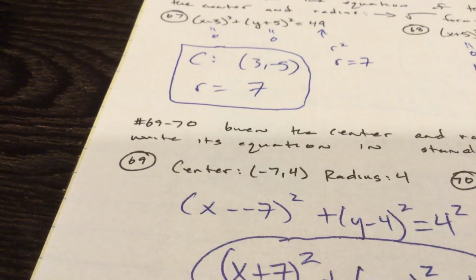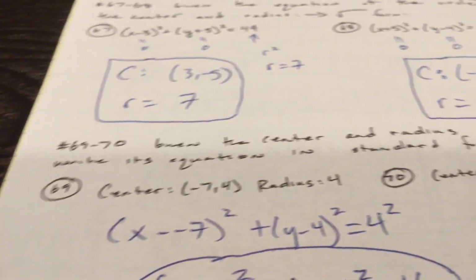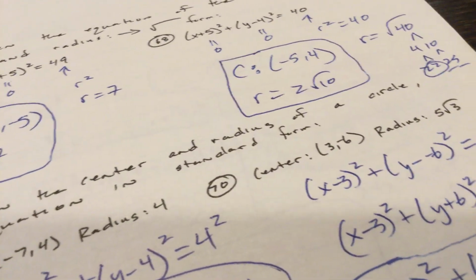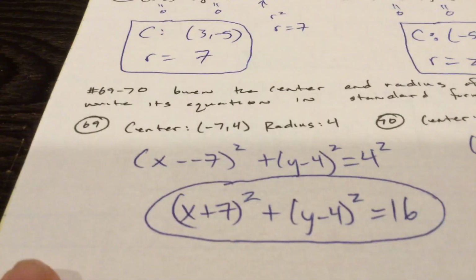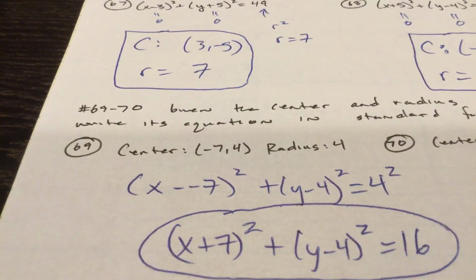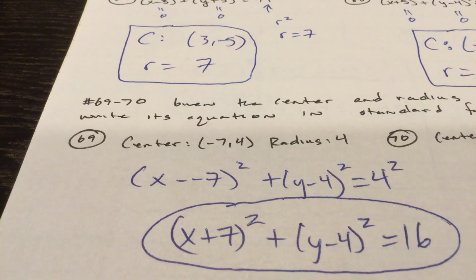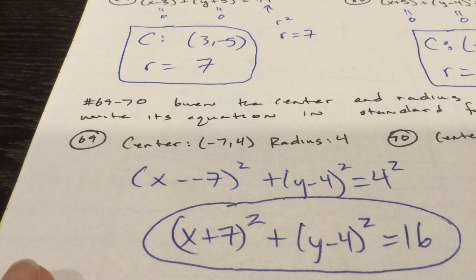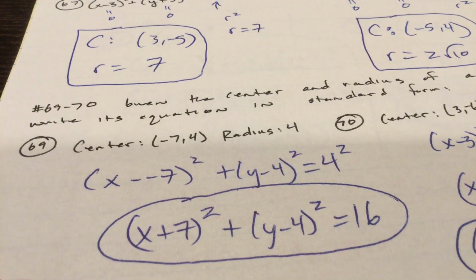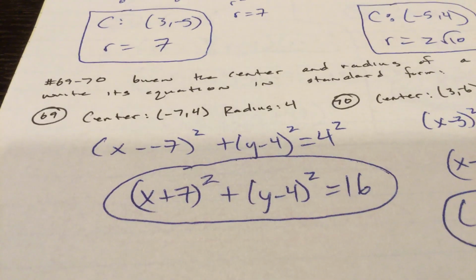69 and 70 are literally the opposite here, given the center and radius of a circle. Write its equation in standard form. Center is negative 7, 4. The radius is 4. So you have x minus a negative 7 squared plus y minus 4 squared is 4 squared. x plus 7, all that squared, plus y minus 4, all that squared is 16.